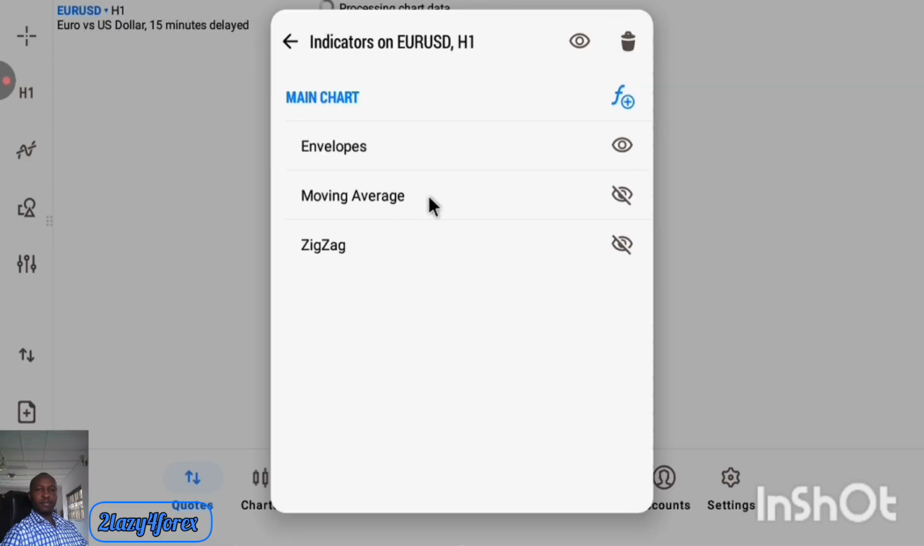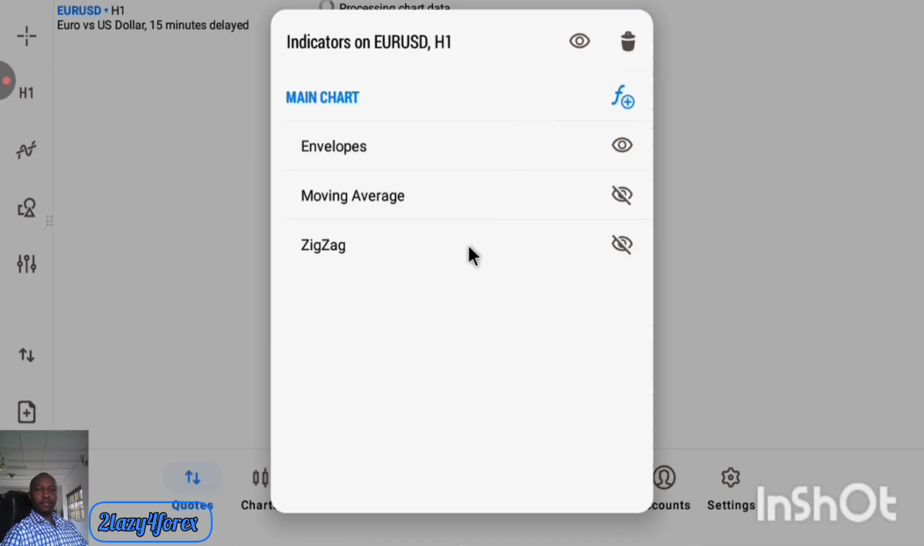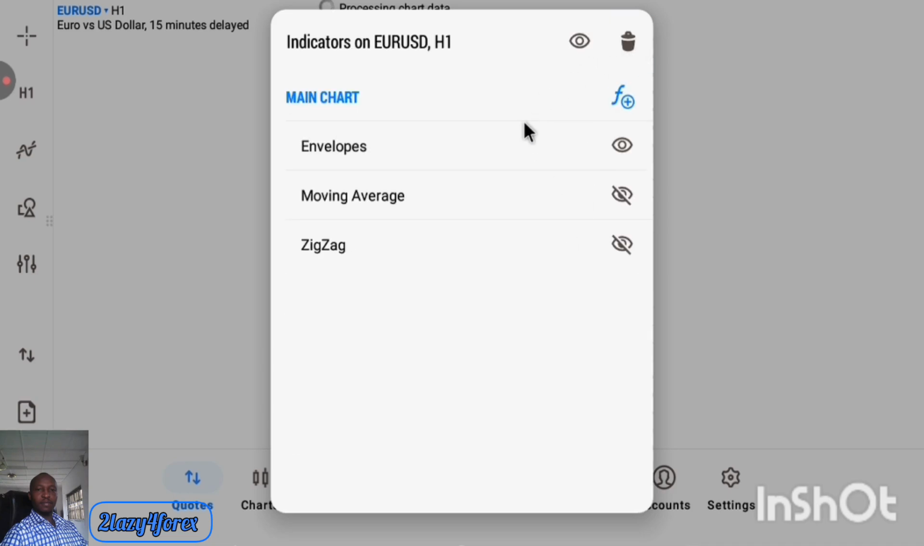The second one is a moving average: period 14, shift 0, method linear weighted, applied to close. The third one is the zigzag indicator: period 12, deviation 5, back step 3. The zigzag indicator is on default. Normally, if you open the zigzag indicator, it's on default 12, 5, 3. So that is what you need.